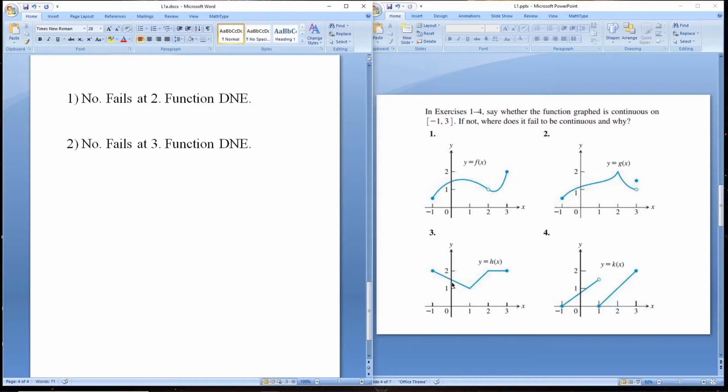Let's take a look at 3. 3 is a solid line. Looks good, looks good, looks good, looks good. All the way to the end, bang. One solid line. Is this function continuous on the entire interval? Yes. Didn't have to pick up my pencil once to draw that line.